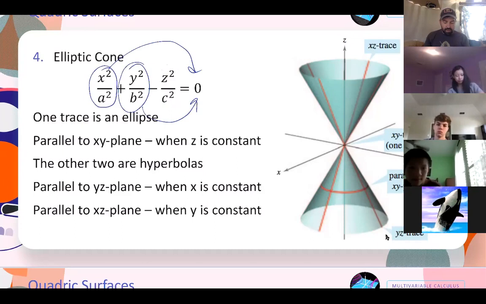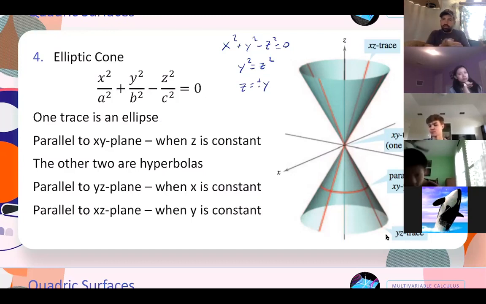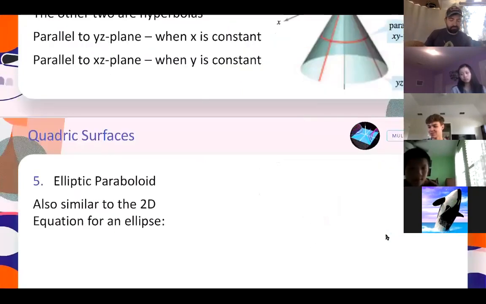Really, in the XY and XZ plane, you've got lines, right? If you look at it. So like if we had X squared plus Y squared minus Z squared equals 0. If we let X be 0, we have Z equals plus or minus Y, right? 2 lines. If you do the same thing and you let Y equal 0, you'll end up with 2 lines going this way. So those are the red lines seen there. Parallel, if you move out, you'll end up with hyperbolas. But yeah, that's your cone.